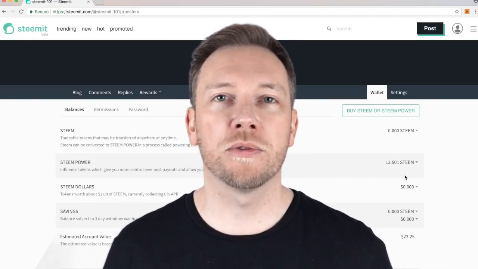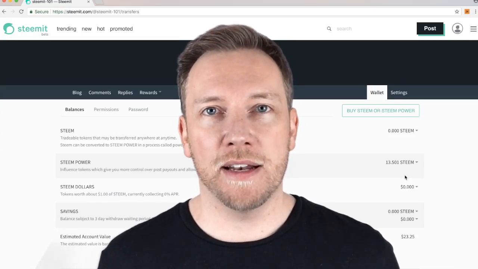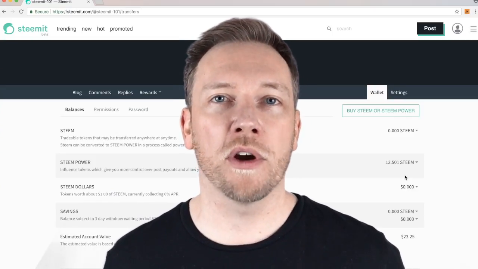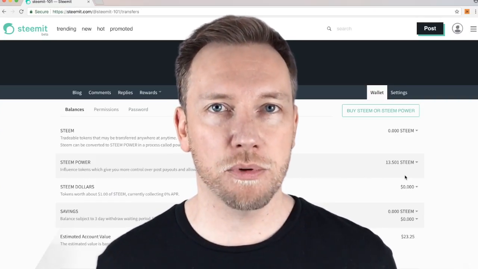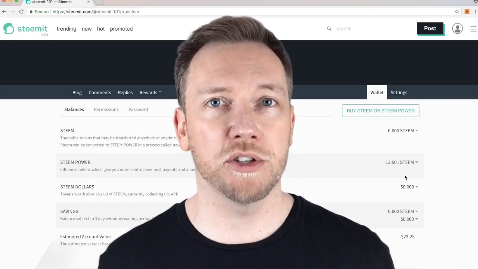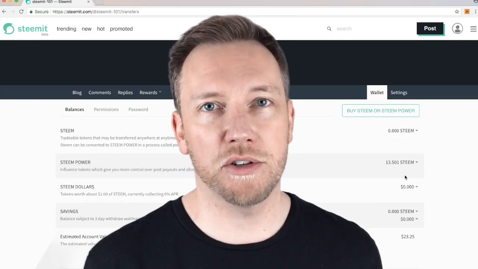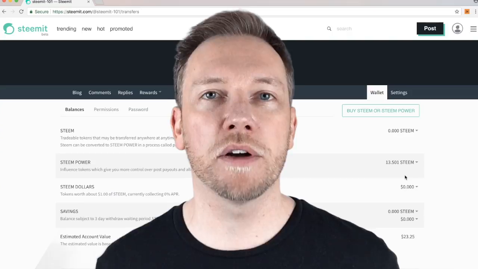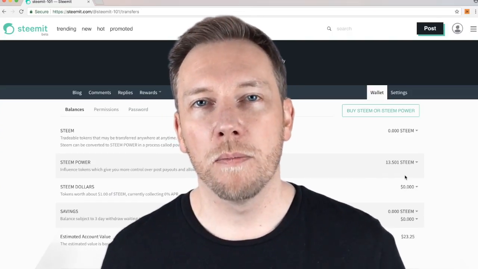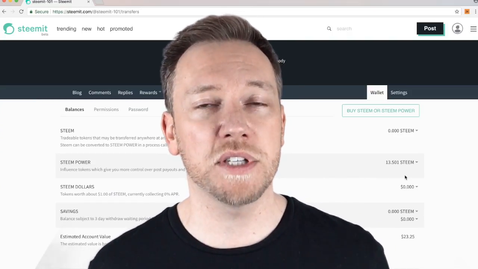Okay? So now, as I said, also by holding Steem Power, it goes up slowly over time. And that is because 15% of the new Steem that gets created every day doesn't enter the rewards pool. It goes and is distributed evenly among Steem Power holders based on how much Steem they're holding.